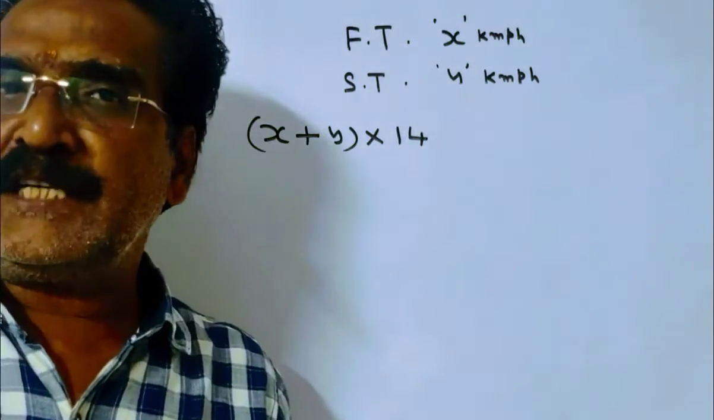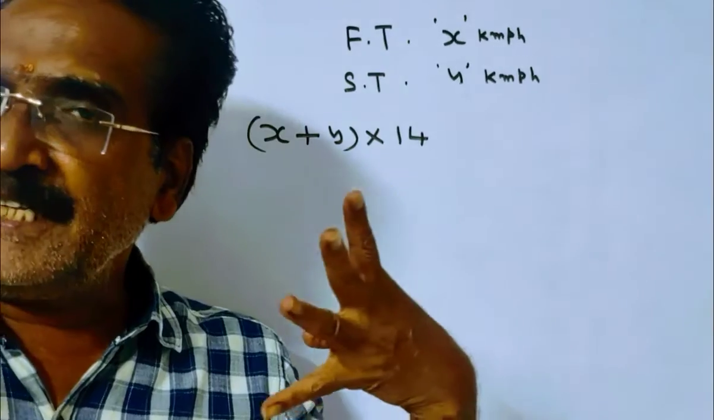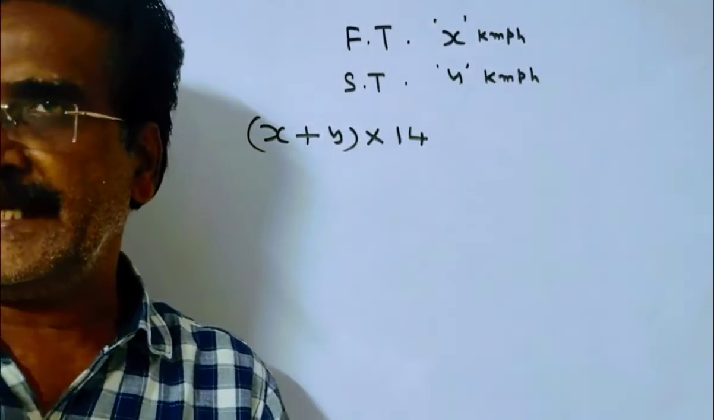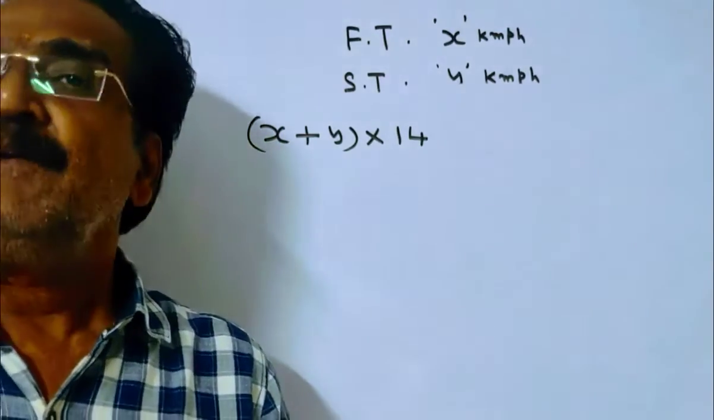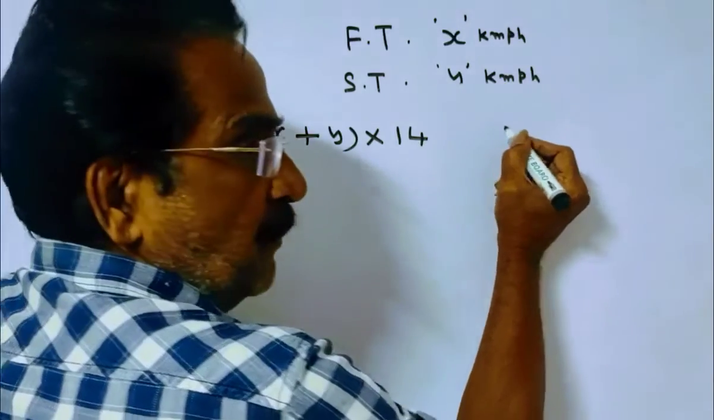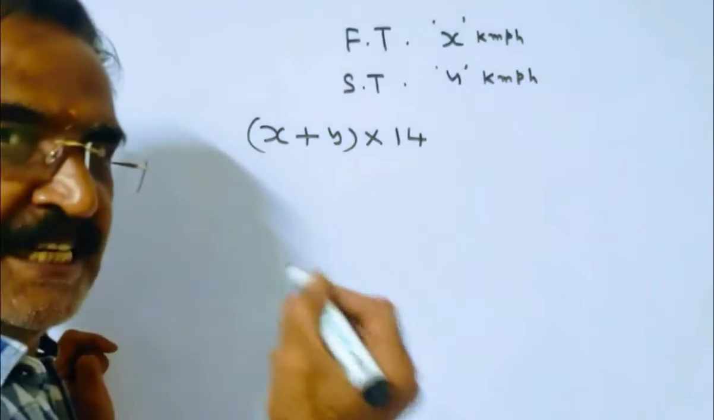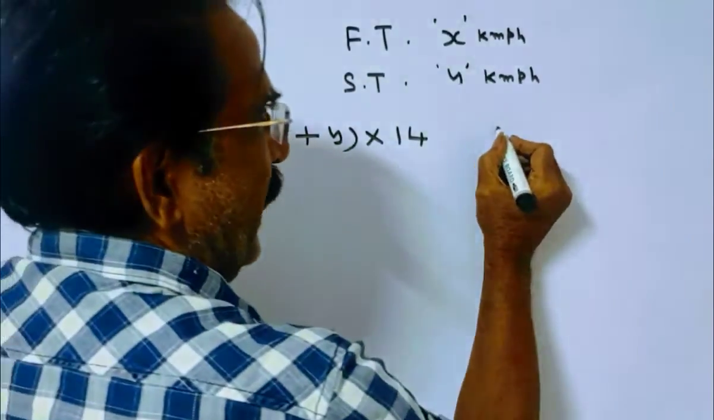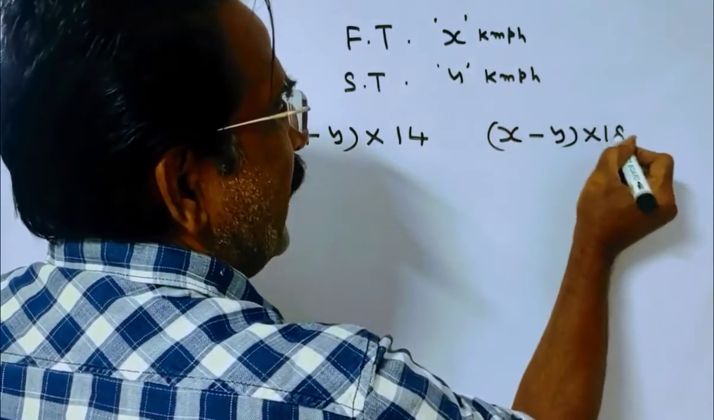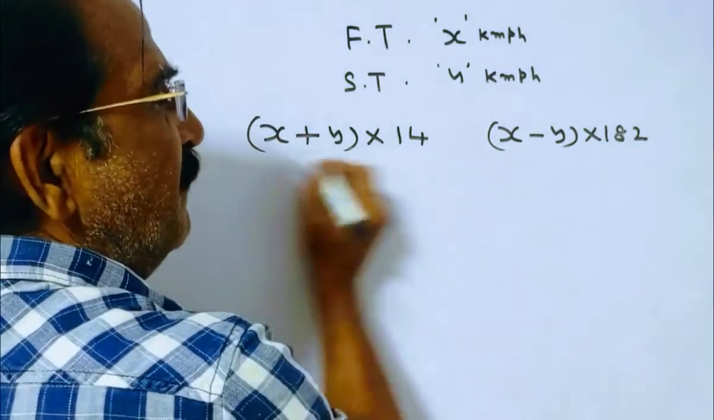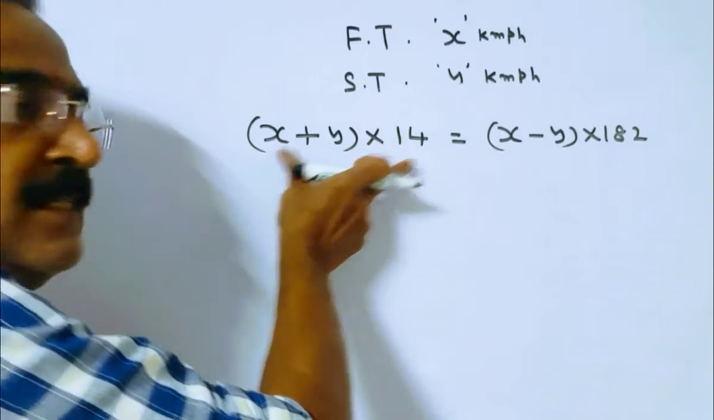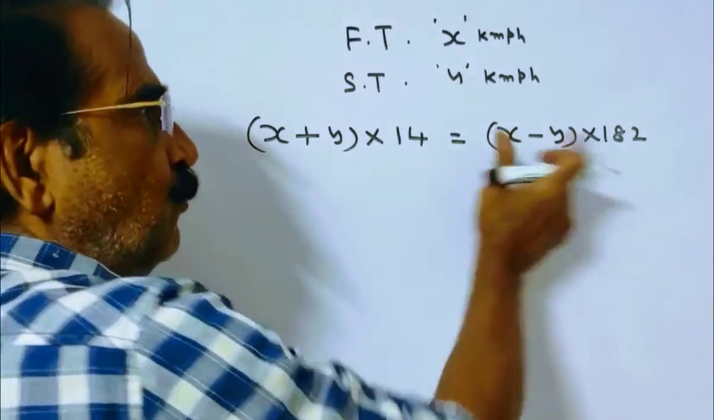Friends, again it is also given that while traveling in the same direction, they take 3 minutes 2 seconds, that is 182 seconds to cross each other. See friends, here the sum of the lengths of the two trains is the distance, velocity into time. Here velocity is x minus y into time 182 seconds. Friends, these two are equal. This is the sum of the lengths of the two trains.